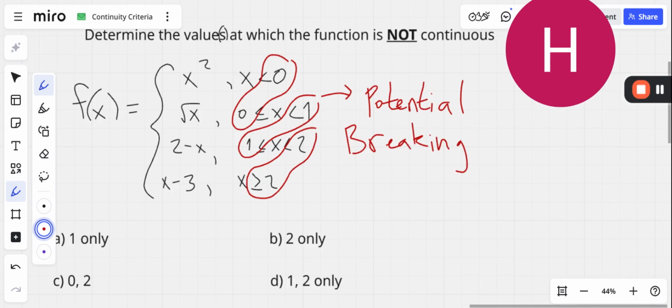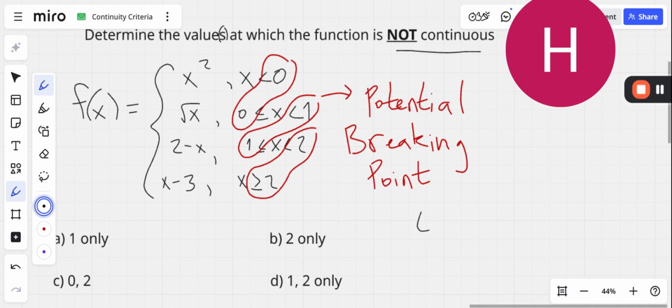So, potential breaking points. These are potential breaking points, and how do we determine if they are broken or not? We need to determine if they're continuous by checking if the left limit is equal to the right limit.